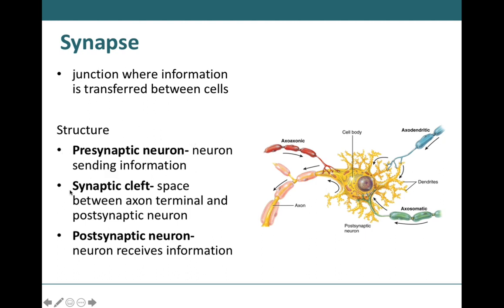We'll have a synaptic cleft, which is a tiny space between the axon terminal of the presynaptic neuron and the cell membrane of the postsynaptic neuron. And we'll also have the postsynaptic neuron as well. So the presynaptic neuron is the neuron that releases neurotransmitters into the synaptic cleft, and the postsynaptic neuron is the neuron that receives those neurotransmitters and is being acted on by those neurotransmitters.